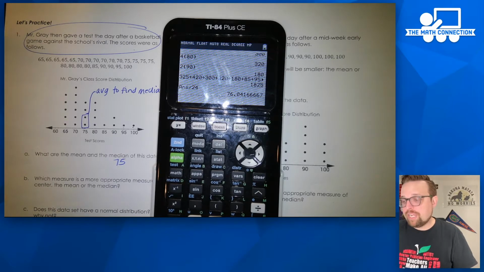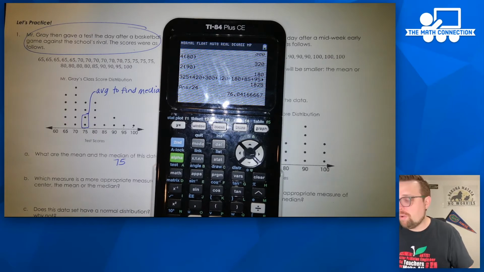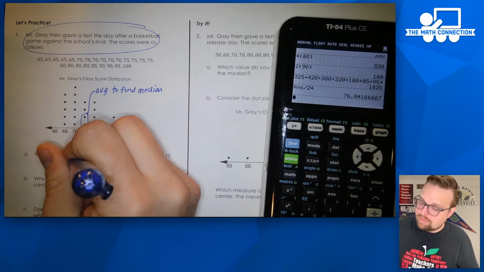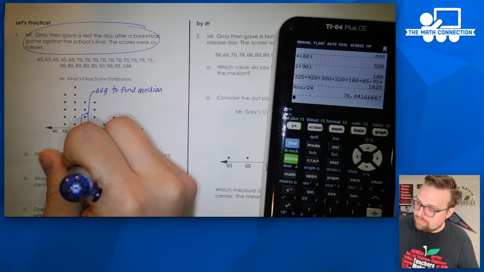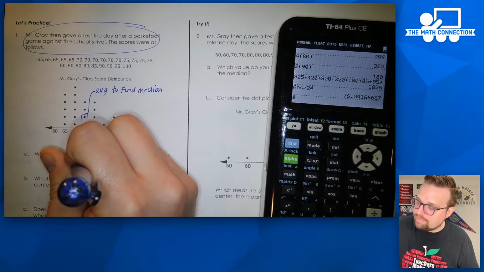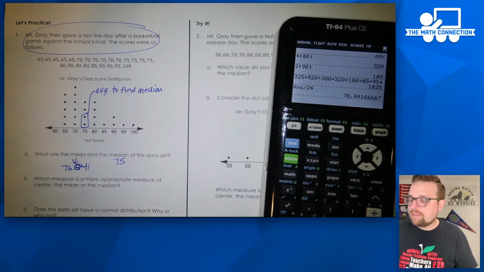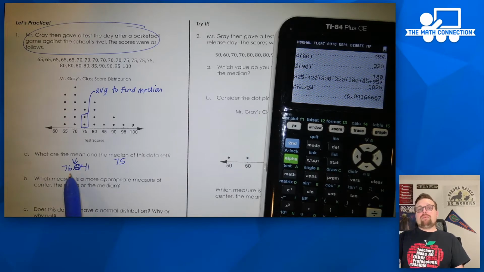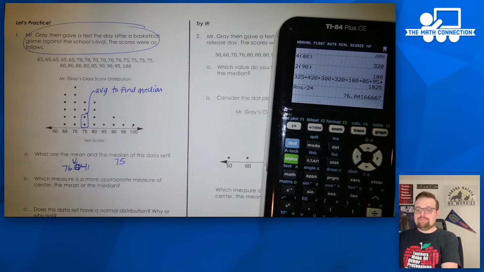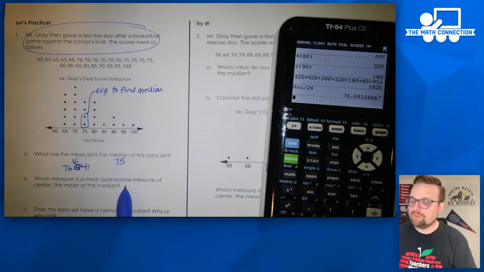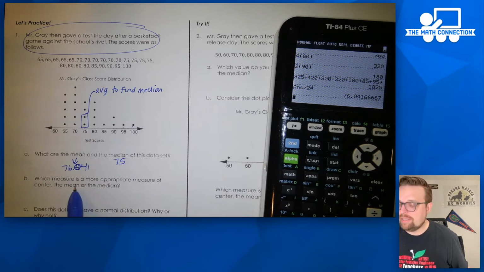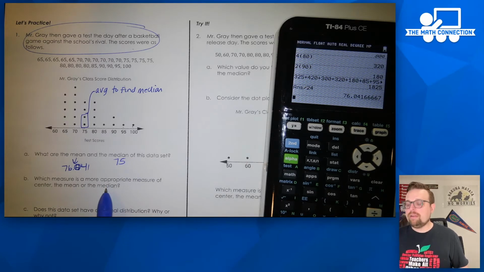Oh, and the average came out to 76.41. Okay, so 76.041, sorry. Okay, so it actually looks like the mean of the data was pretty close to the median. What measure is more appropriate in order for you to measure the center? Is it the mean or the median?